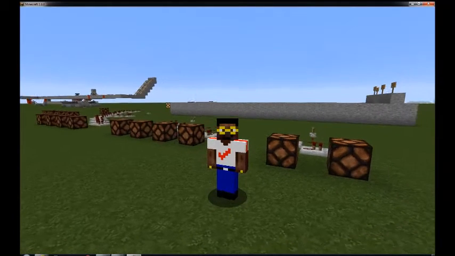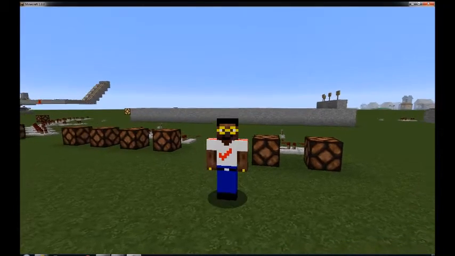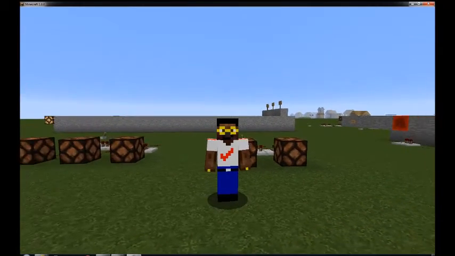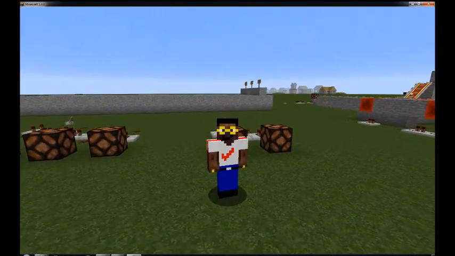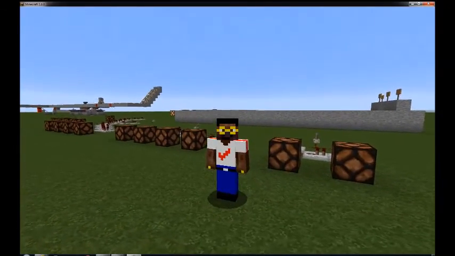When I'm talking about stacks, this is not what I mean by the number of items that you have in a full stack, for instance, like 64 dirt blocks or 32 stone blocks, half a stack. What I'm actually talking about is a stack in terms of computer terminology. So in other words, first in, last out, or last in, first out. So without further ado, let's get to the tutorial.